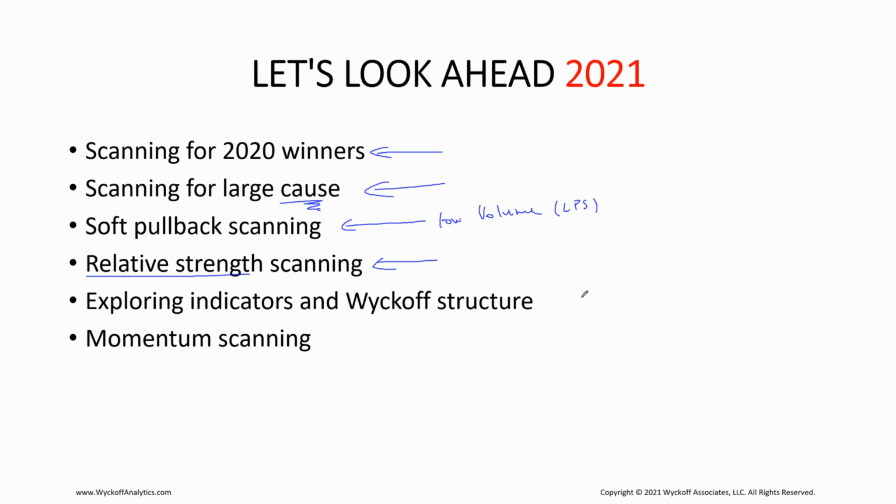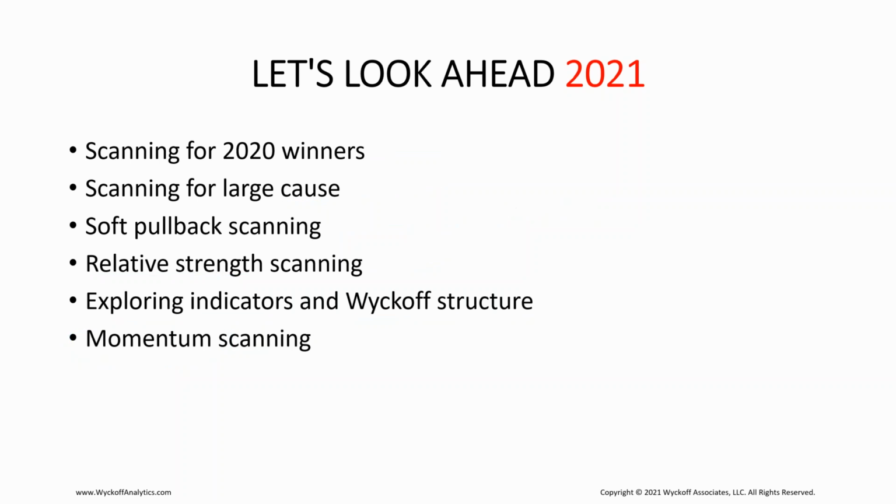We can also look at how some indicators can help us with Wyckoffian structure. Really, Wyckoff is not indicator driven, but we do have to find the structures that we want to explore analytically. So we can look at indicators that will help us do that. And finally, momentum scanning, big issue, because we like momentum moving up and through a structure, usually associated with a phase C analysis. And we'll take a look at that this year.